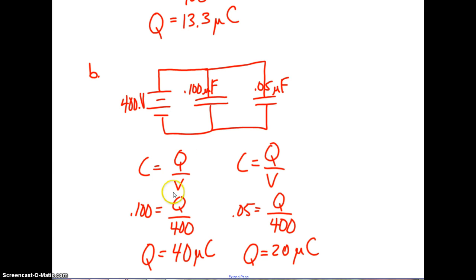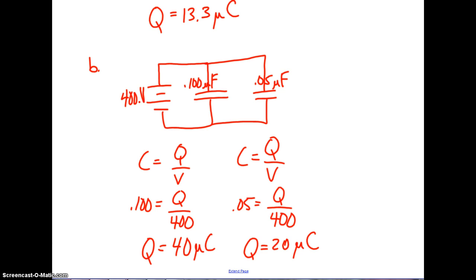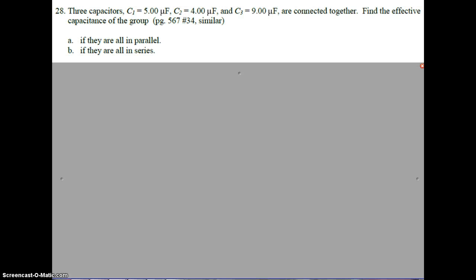For the 0.1 microfarad capacitor, 0.1 times 400 is 40 microcoulombs. 0.05 times 400 is 20 microcoulombs. All right, lastly, number 28.